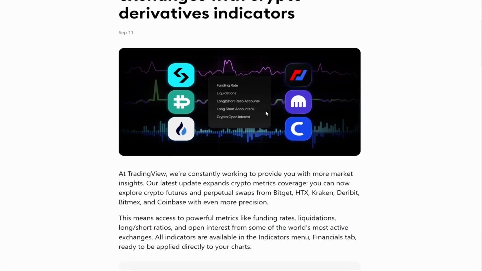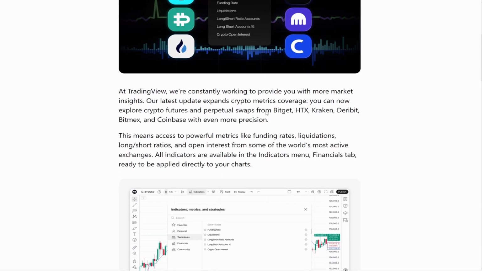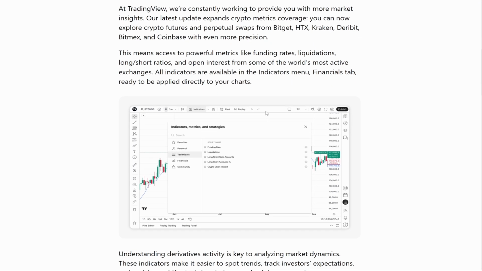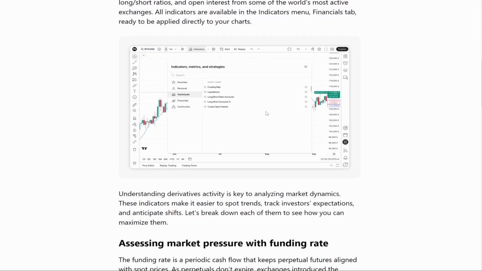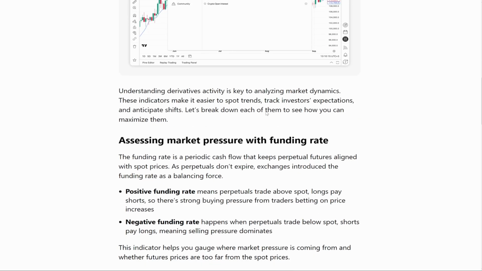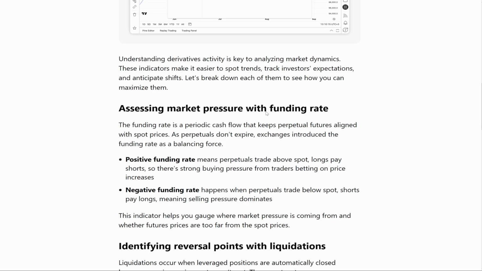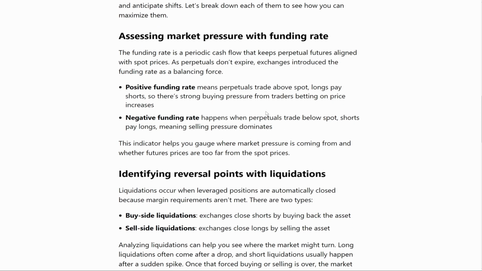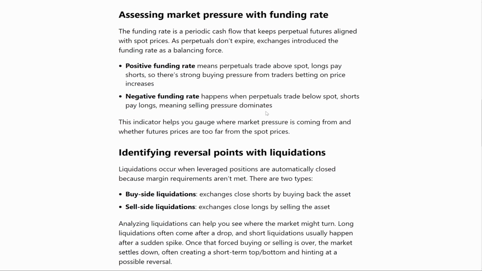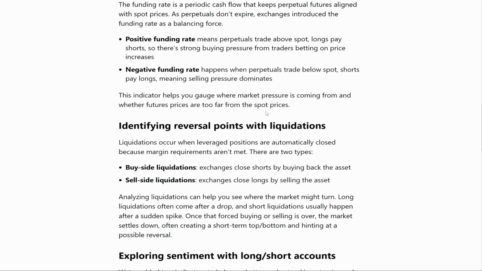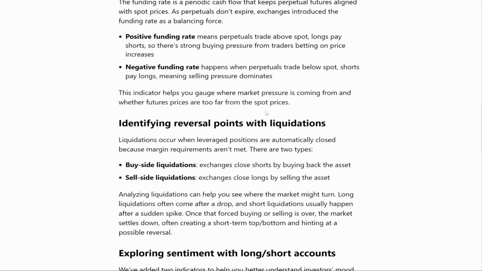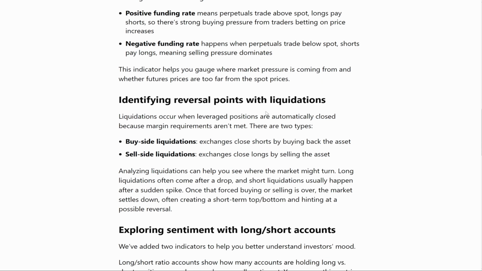First, funding rates, the heartbeat of perpetual futures. When funding spikes, it shows the market is way too crowded on one side, and those imbalances often set up violent swings the other way. Second, liquidations, forced exits when over-leveraged traders get wiped out. These events inject sudden volatility, and now you can see them happening in real time right on your chart.